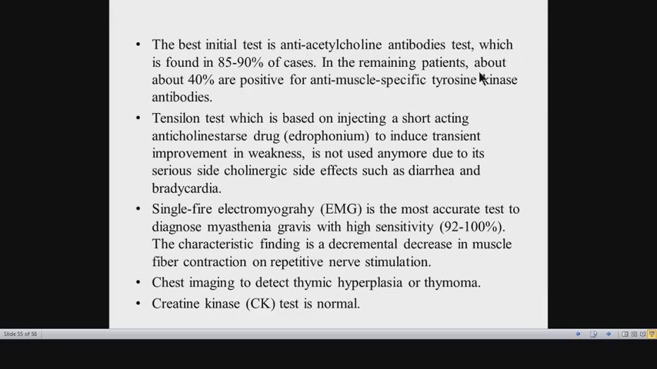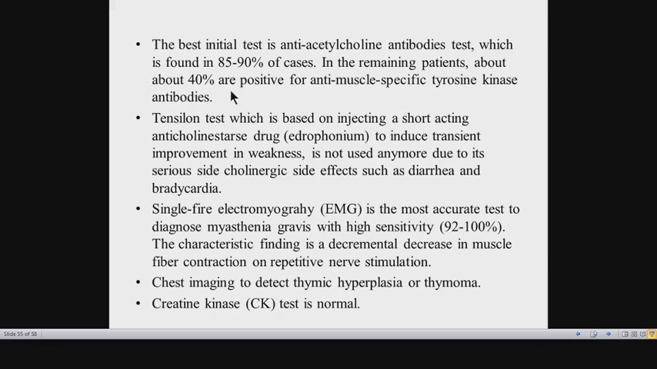In the remaining patients, in 10% to 15%, those who do not have anti-acetylcholine antibodies in their serum, they can have another type of antibodies, which is called anti-muscle specific tyrosine kinase antibody.